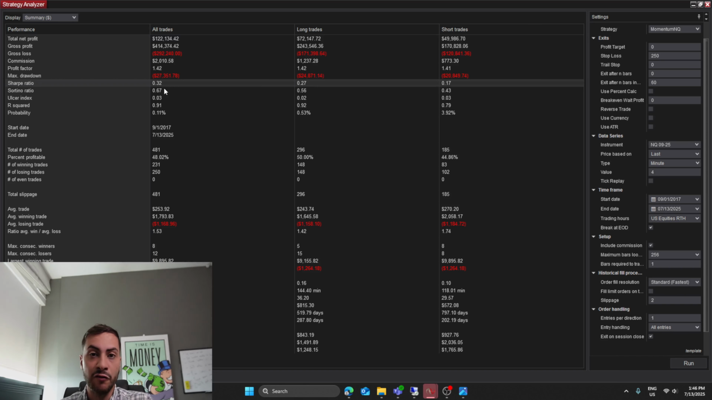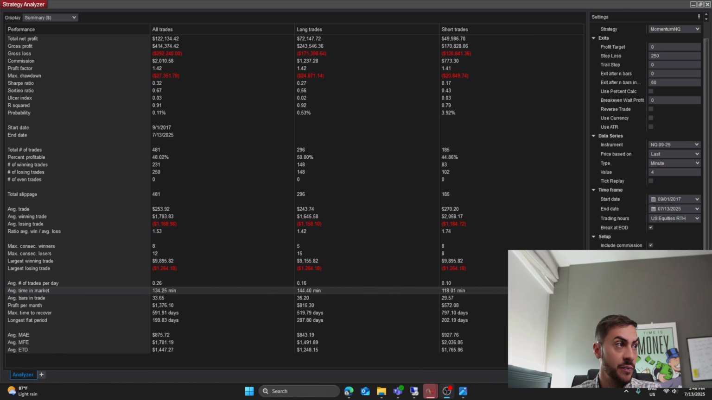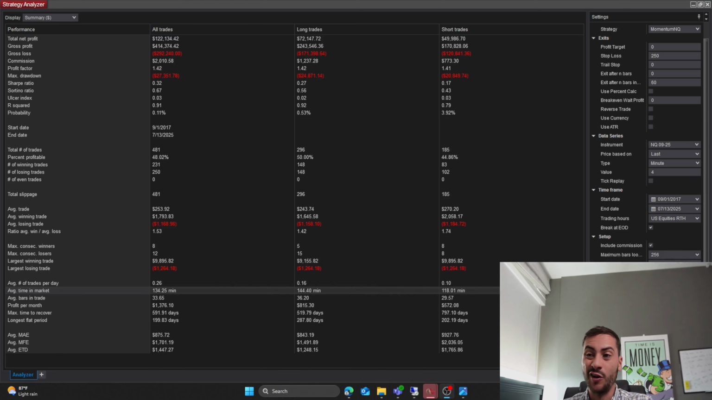Also, this is not a high frequency strategy. This is an intraday strategy, so it exits on the session close. However, it is holding its position for multiple minutes, usually multiple hours. What's the average hold time? Average time in the market is 134 minutes, so just over 2 hours. And when you're holding a position for multiple hours, your Sharpe will not be super great.